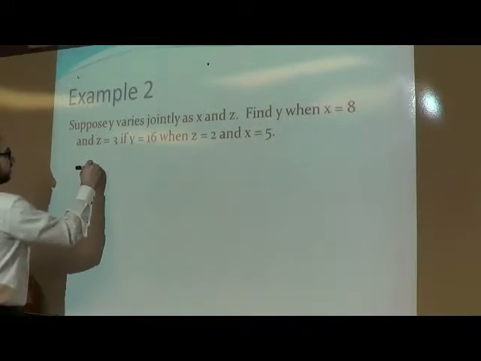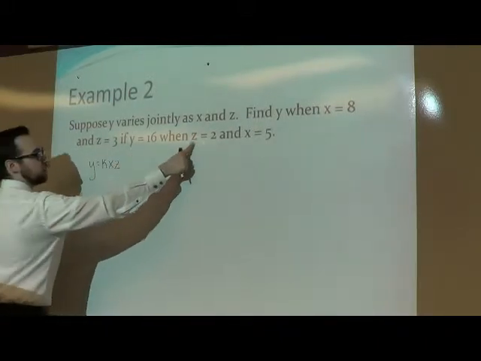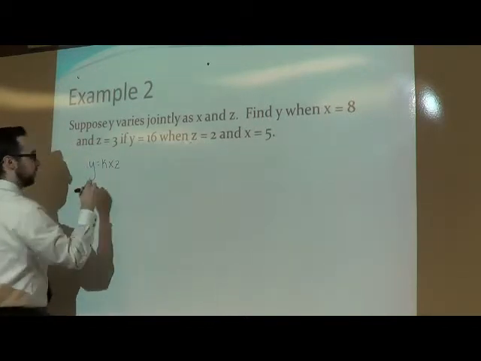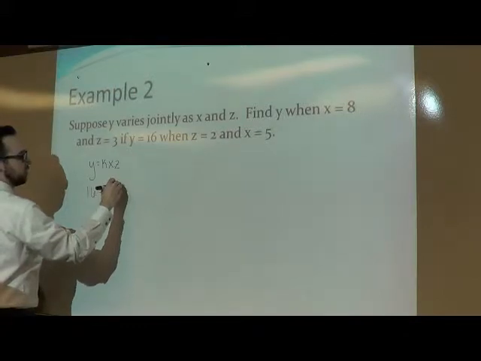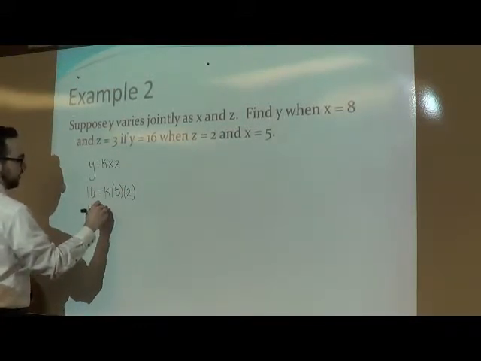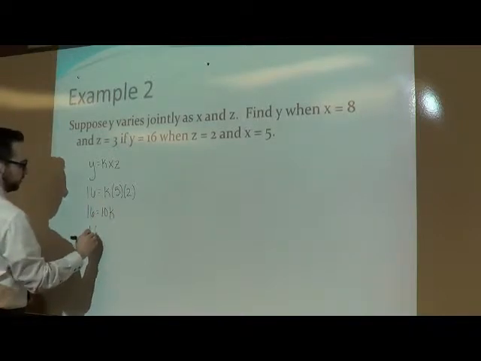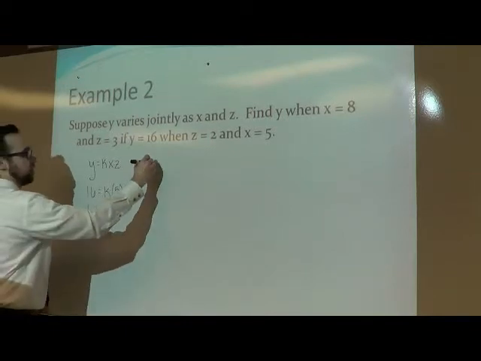We could say y is equal to k times x times z. We use these three values because they all go together, and we say 16 is equal to k times 5 times 2. So we have 16 is equal to 10k, which means 1.6 is equal to k. Then we go back and substitute in and find our second values.